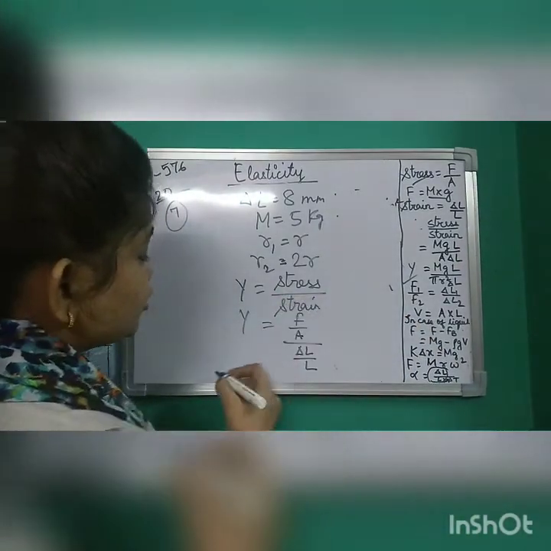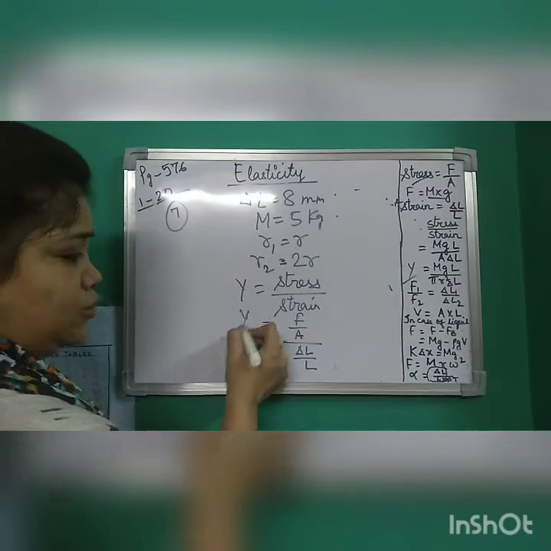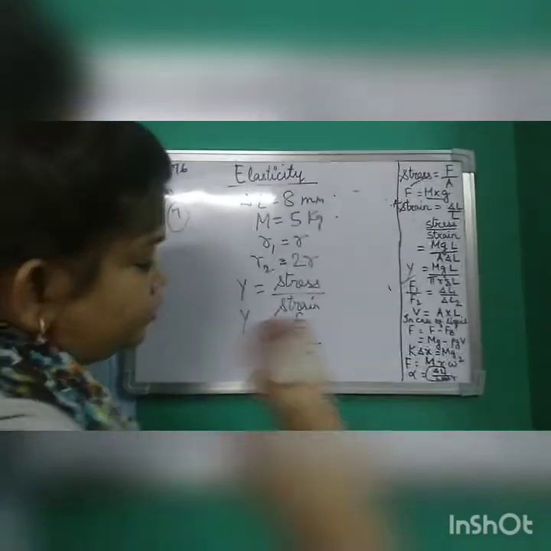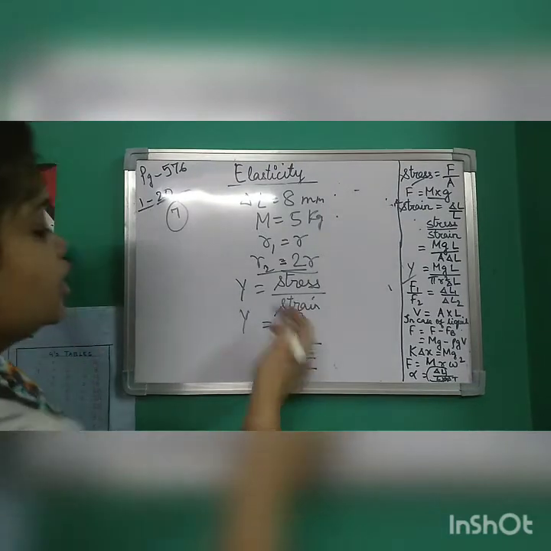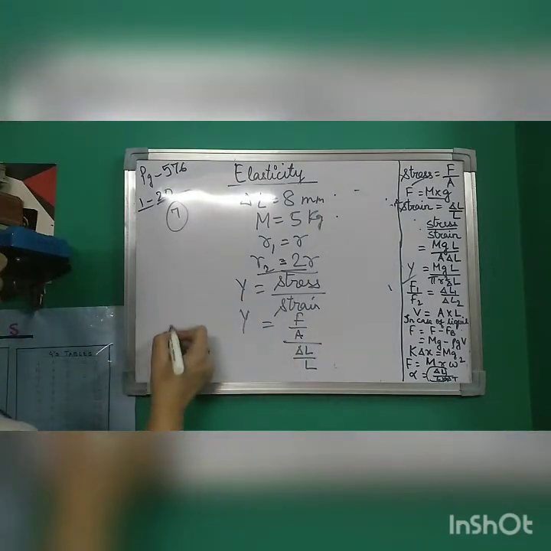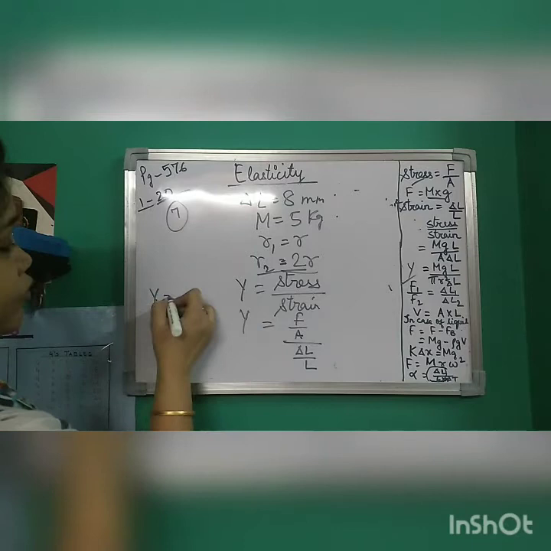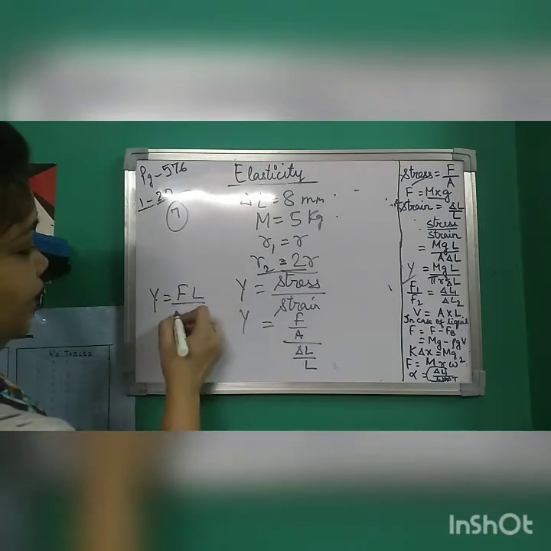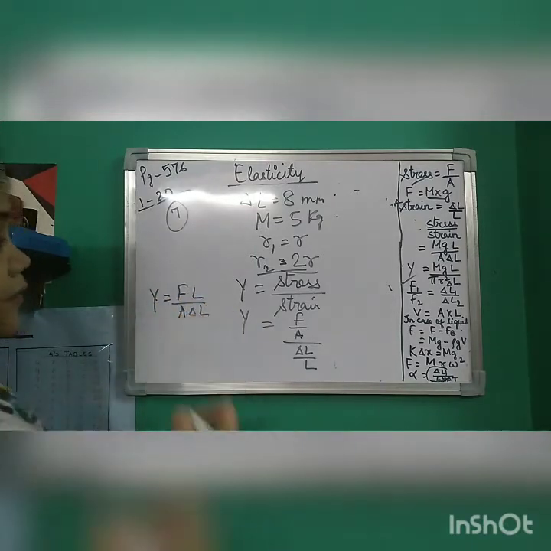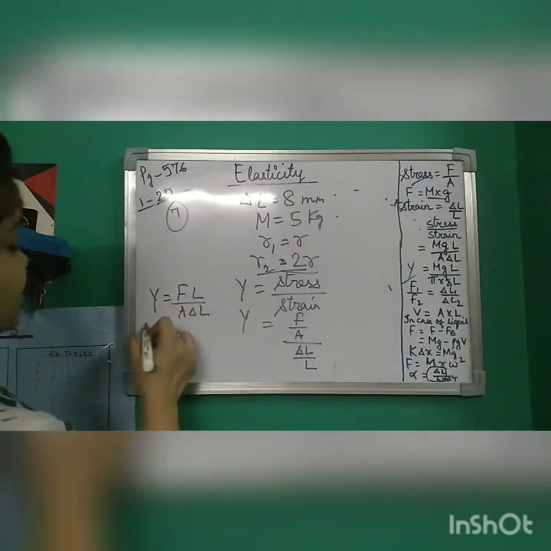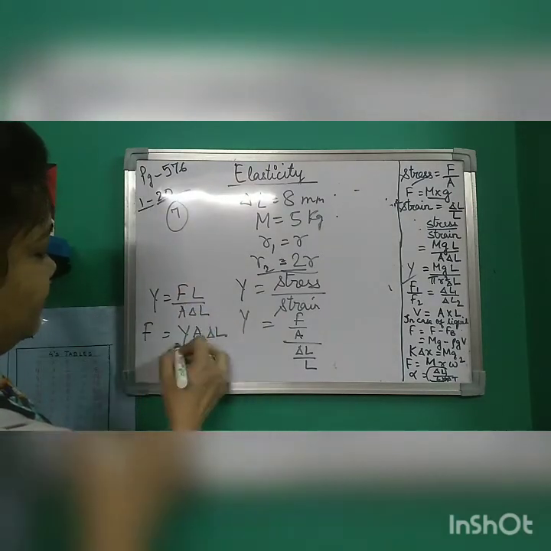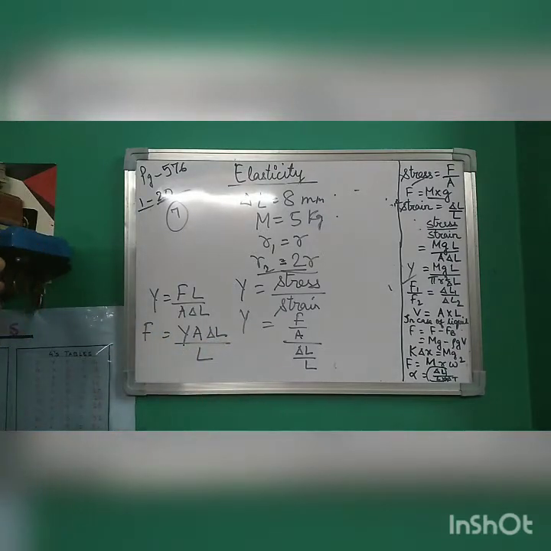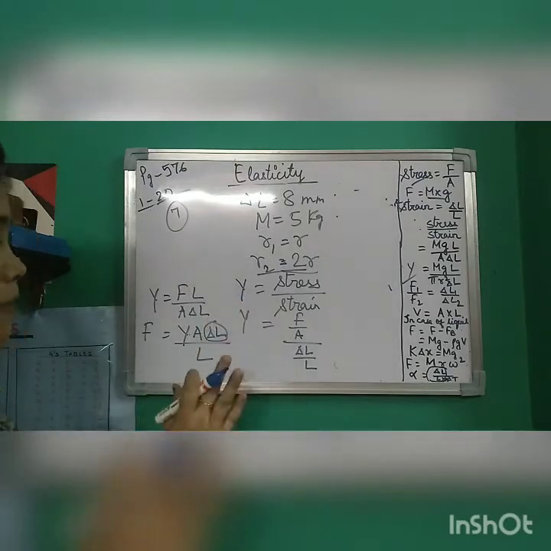So let Y, keep the Y as it is. We will utilize it because we have to find out another condition when the radius is doubled. So what is the formula of Y becoming? If you cross multiply, Y is equal to FL by A delta L. So what is F equal to? Y A delta L by L. What is the value of delta L? 8. So keep Y as it is.